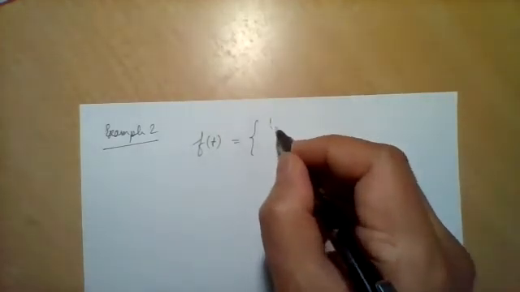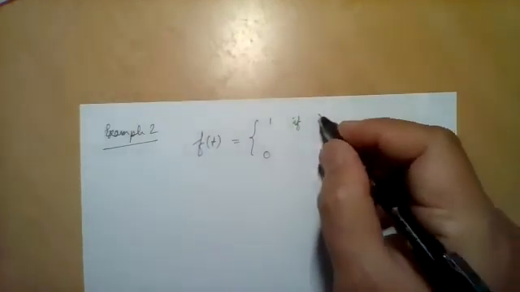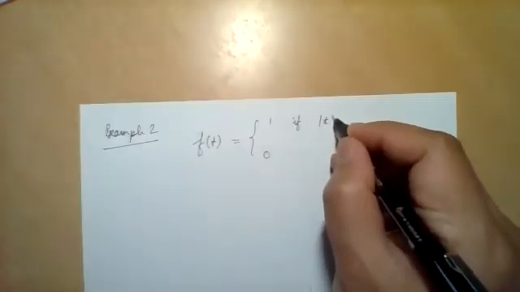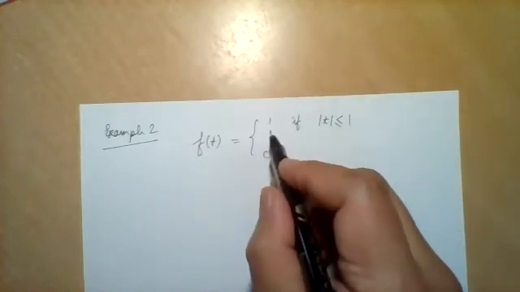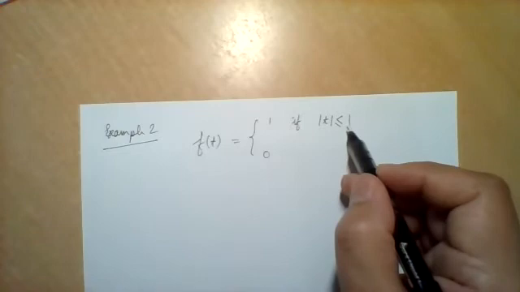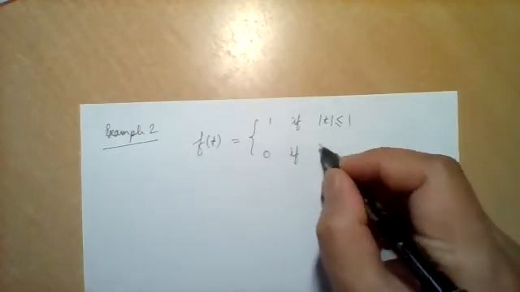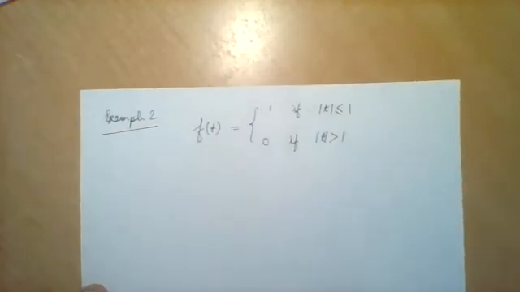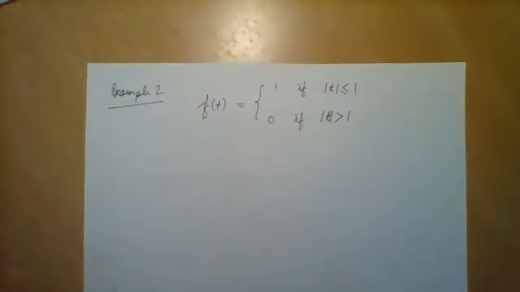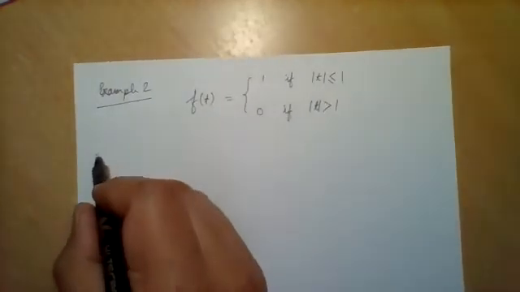This is a piecewise function. It is equal to 1 if modulus of t is less than or equal to 1, and it is equal to 0 if modulus of t is greater than 1. Okay, this is fine. So let us find out the Fourier transform of this function.